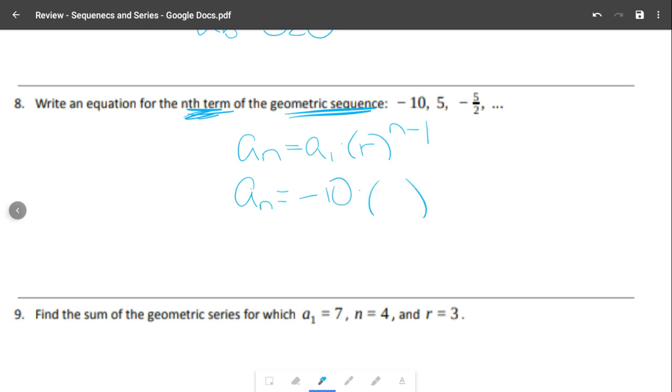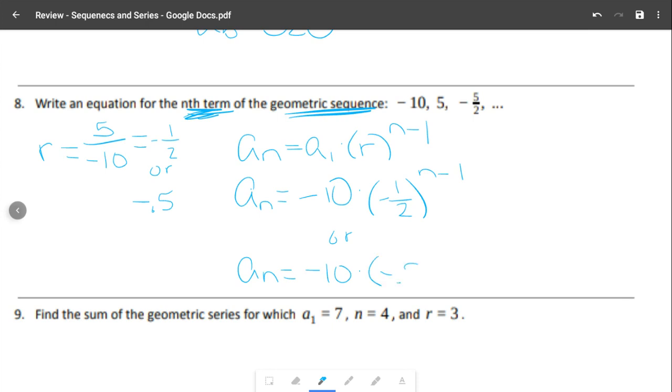times R. If you need to, remember the little trick. R equals, take the second term divided by the first term, and you should get -1/2 or -0.5. The n's again stay. So either one of these formulas work, but plug in the numbers and then leave it alone. Do not try to simplify anything.